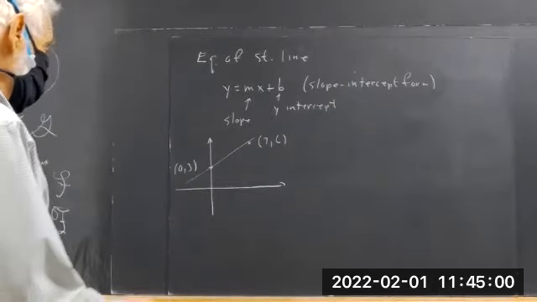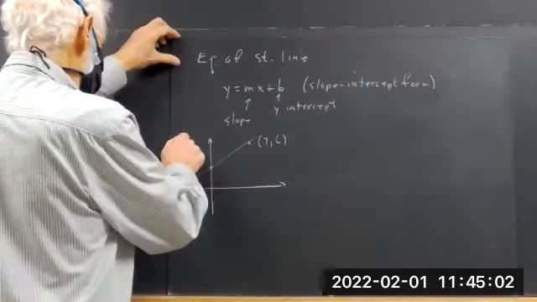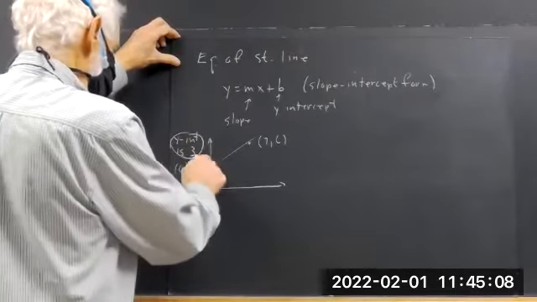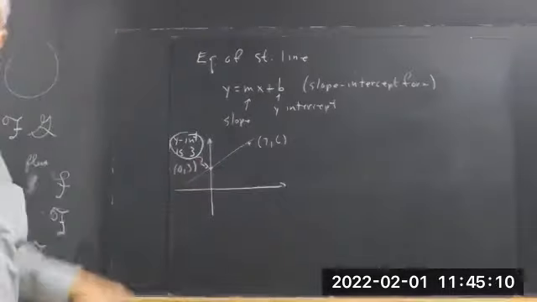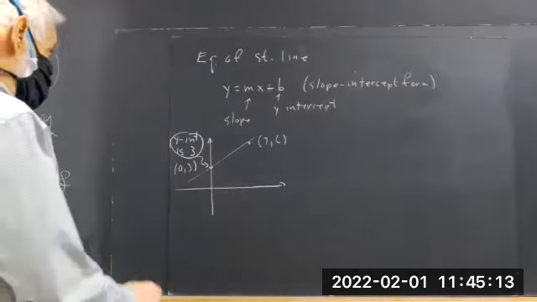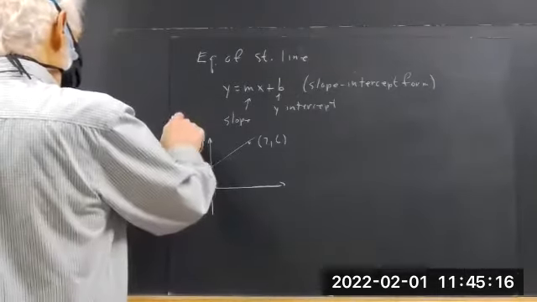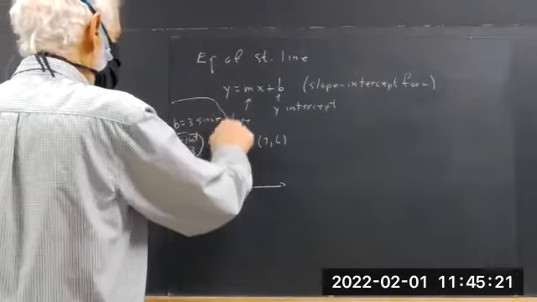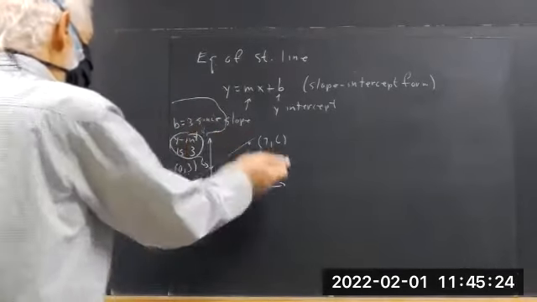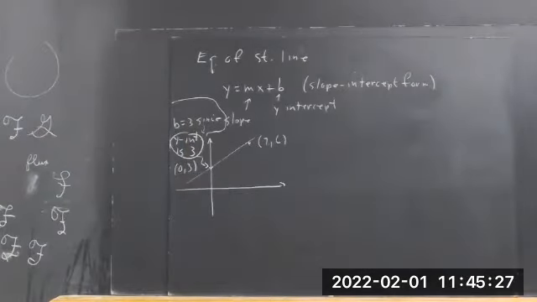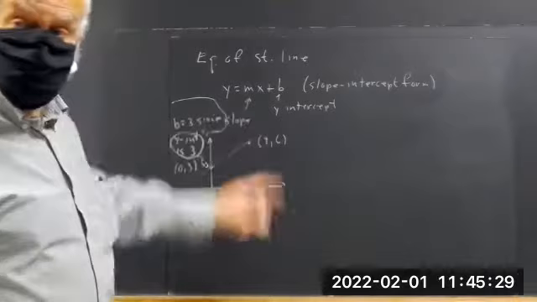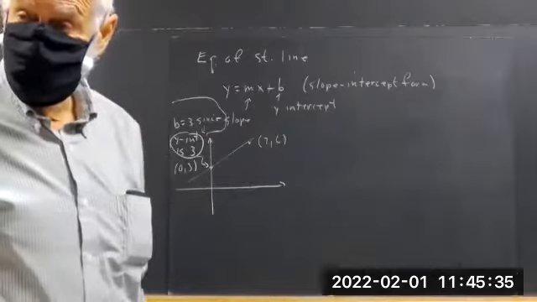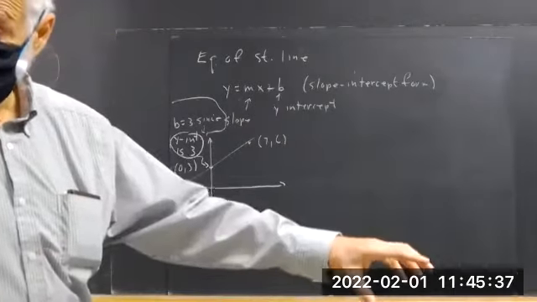The y-intercept is 3, so we know what b is. b equals 3 since the y-intercept is 3. Now all we have to do is find the slope, and then we write 3 here, and we write whatever the slope is here, and we write that as the equation of the line.